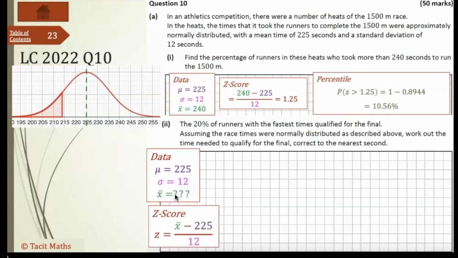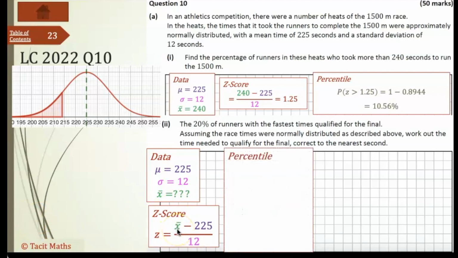Now you fill out your Z-score in the exact same way, but obviously we can't find that Z-score because we don't have X, and then you work with your percentile. In this case, this red section here is 20%, or 0.2.